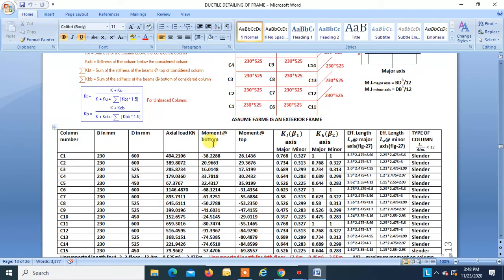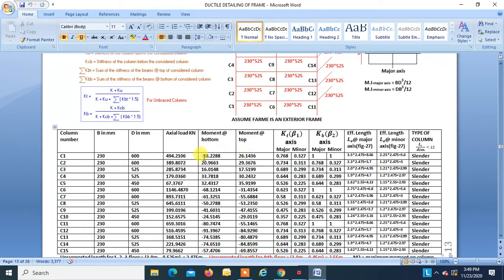Now this is a table. These are the column numbers. This is the width of the column, this is the depth of the column, this is the axial load Pu in each column. This is the moment at the bottom. Say column number 1, this is the moment at bottom. A negative sign means it is anti-clockwise. This is the moment at top, and a positive sign means the moment is clockwise.